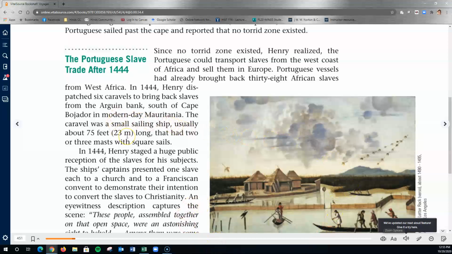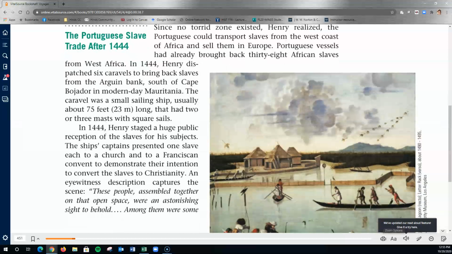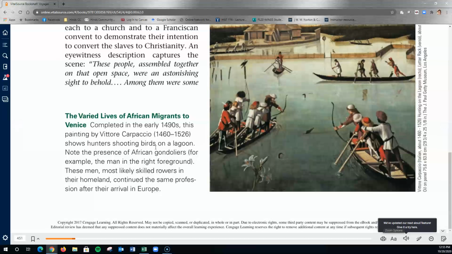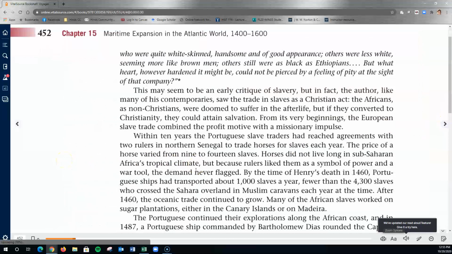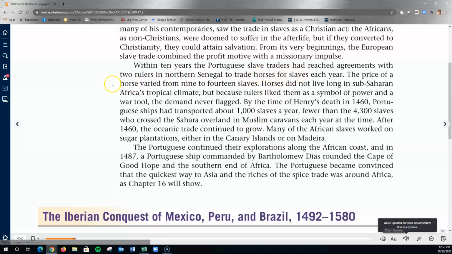One of the side effects of this is the beginnings of the Portuguese slave trade. So here you will read about how the Portuguese will start to take people out of Africa and use them and sell them in the slave markets. Notice what the Portuguese did. They made agreements with rulers in Africa to trade horses for captives each year. What the Portuguese began to do is set a precedent of having African chiefs, African rulers go out, conquer neighbors, and exchange them for other goods. Eventually those goods will change, but this is really the beginnings of the slave trade, and you'll follow this up later on.